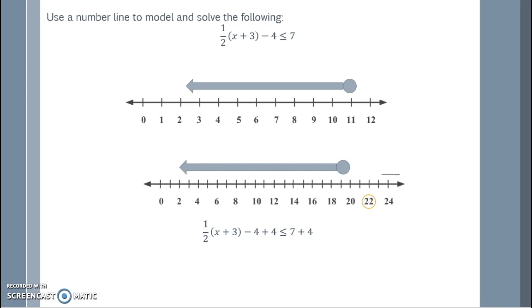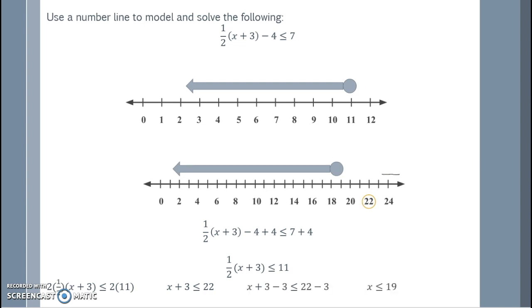And just to work through it algebraically here, the first thing we did was we added 4 to both sides, giving us 1/2 times x plus 3 is less than or equal to 11. We then multiplied both sides by 2, so then we were left with x plus 3 is less than or equal to 22. Subtract 3 from both sides, so x is less than or equal to 19.